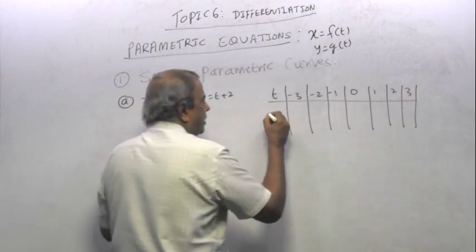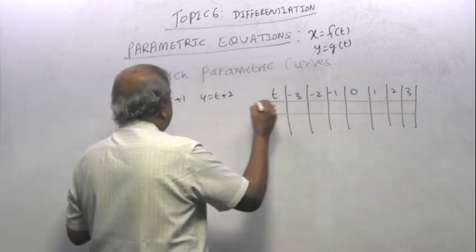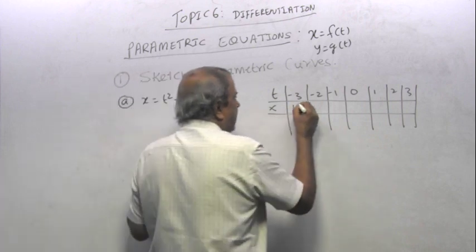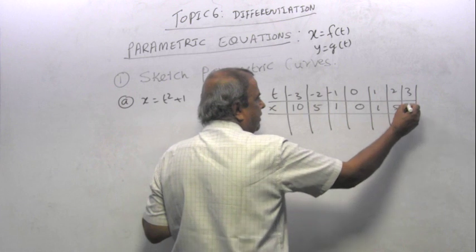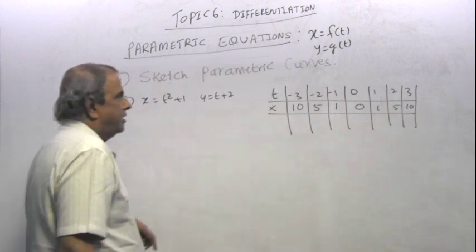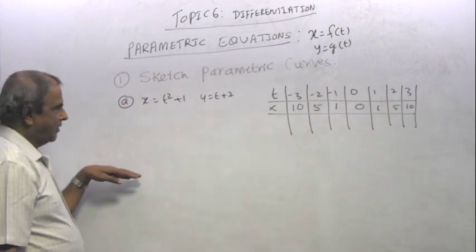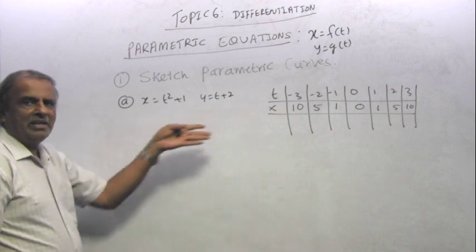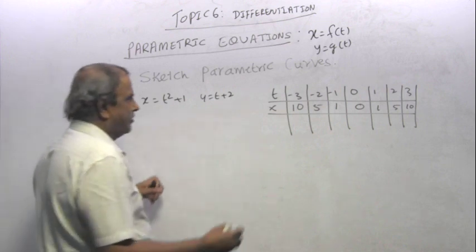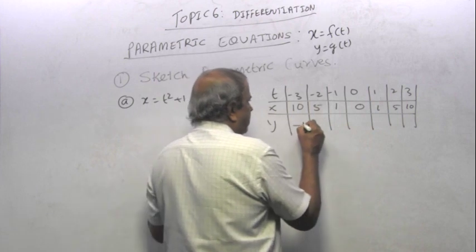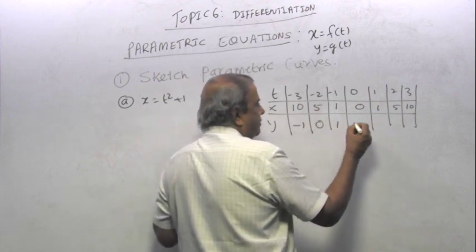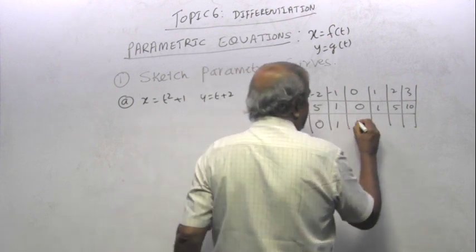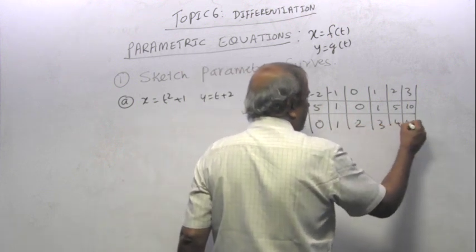Okay? What is x? x is t squared plus 1. 10, 5, 1, 0, 1, 5 and 10. As you can see, the graph is symmetrical about the x-axis. t plus 2: -1, 0, 1, 2, 3, 4, 5.